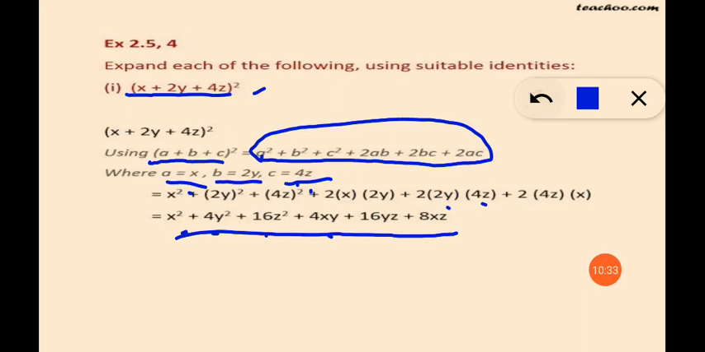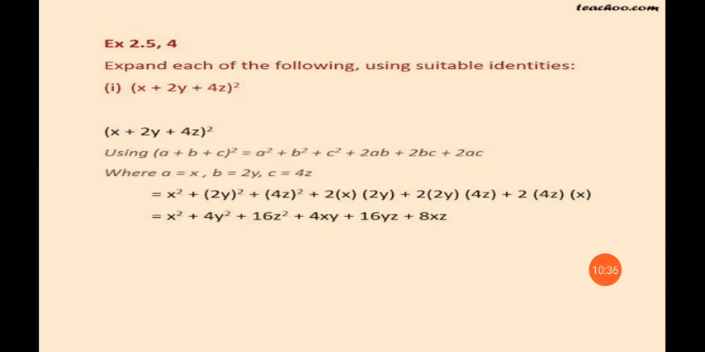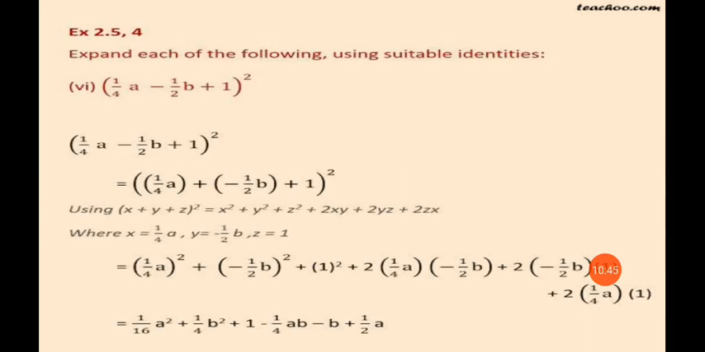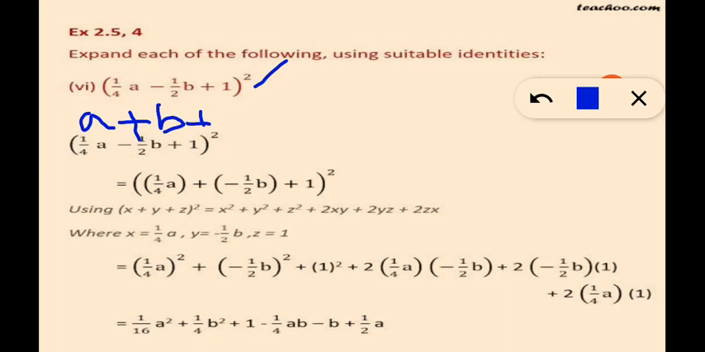Okay, students? So like this we have to expand it. Now moving to our next question. Expand each of the following using a suitable identity. Again, this also we have to solve by using the identity. We have to expand. Again, you will see that it is 2 degree, 3 variables. So the formula will be (a plus b plus c) whole square. But if we take (a plus b plus c) whole square, we see that here it is a minus sign.